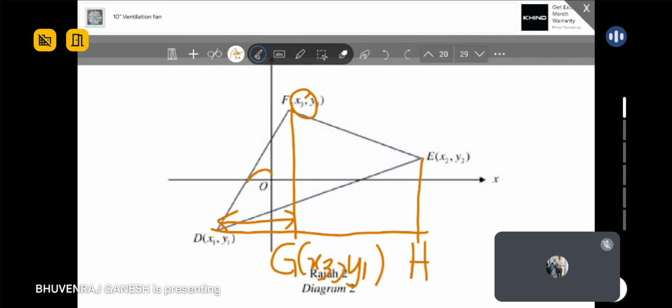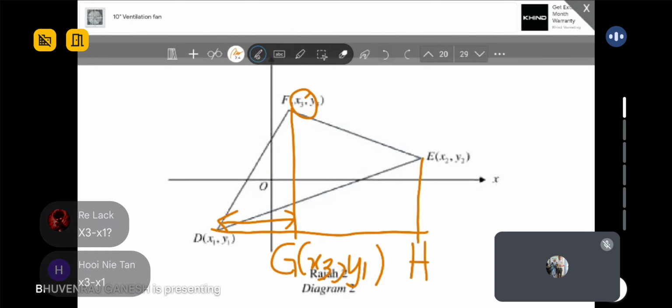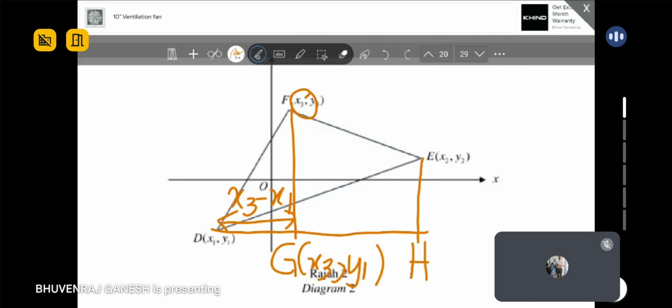Okay, so apa jarak yang ni? What will you get? Can anyone tell? Cuba bagi tahu saya. What's the answer? x3 minus x1. Macam mana kamu dapat x3, Ahmad? G ni x3. Yes. Okay, x3 minus x1. Am I right? This is the length. Okay? x3 minus x1. Correct.